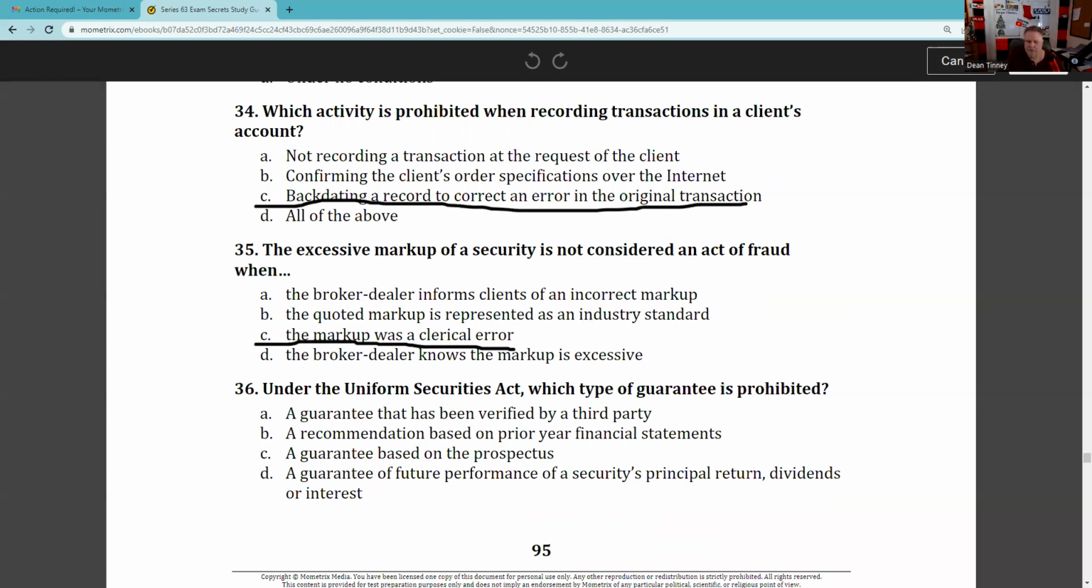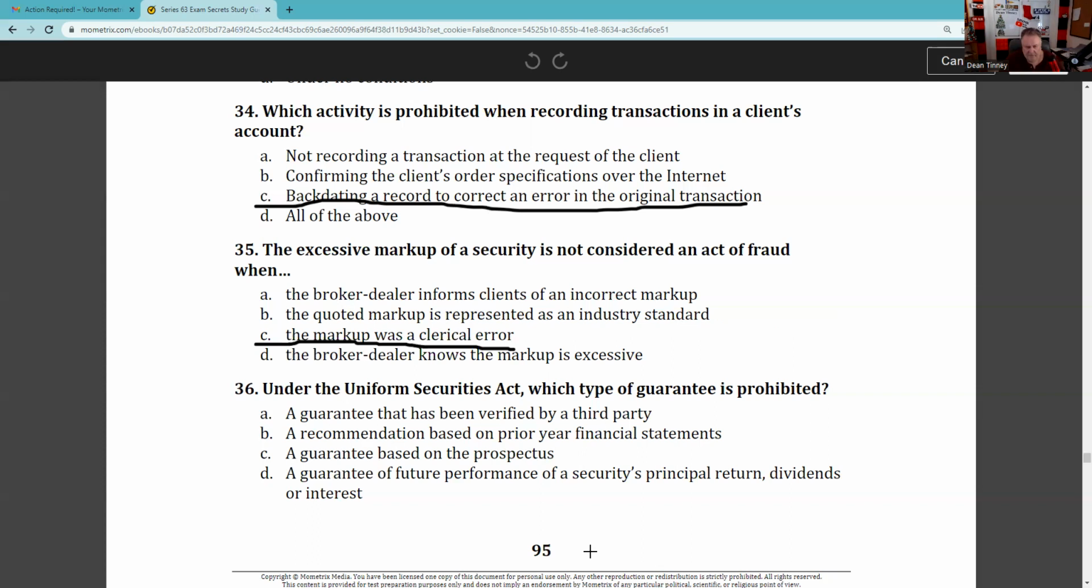Well, there's two nasty words that we don't use in the securities industry. They're guarantee and approve. So under the Uniform Securities Act, what type of guarantee is prohibited? A guarantee has been verified by a third party. So here it might be like a bond that's guaranteed by the company parent being the third party. That's okay. Got to make it clear it's the third party and not me as a rep or not the firm. A recommendation based on prior year financial statements. We do that all the time.